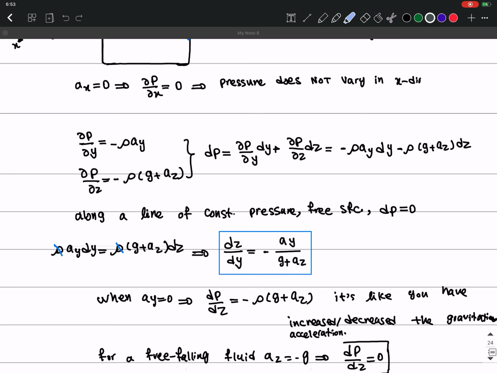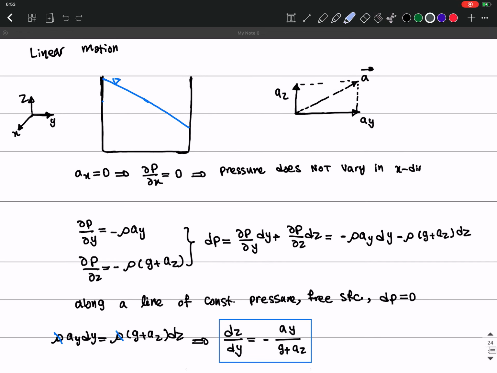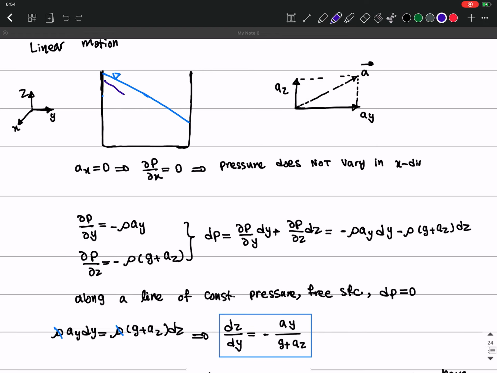And so we came up with this formula for if you have a two-dimensional acceleration, a linear motion in the y and z plane, 2D plane. And this was the formula for the interface shape. We can use it for any line of constant pressure. So the constant pressures for this fluid are all going to look like this. Okay, so these are the constant pressures. And when you want to calculate the gradient, it's going to be like this. So this is where we have the gradient.